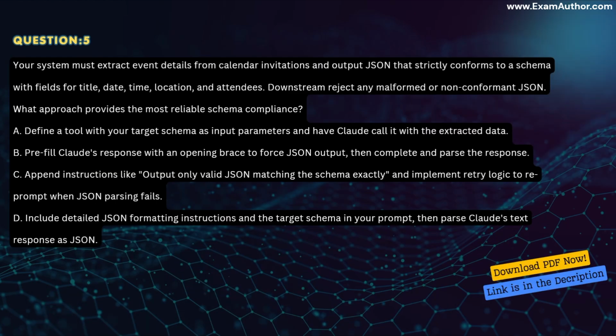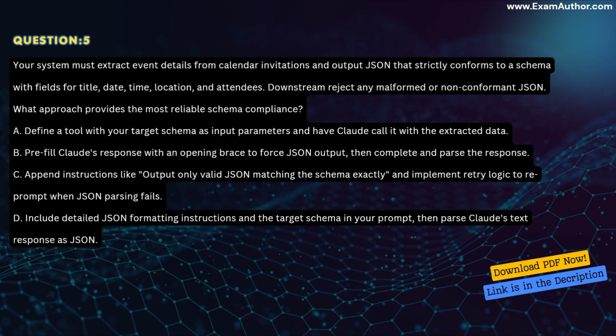Question 5. Your system must extract event details from calendar invitations and output JSON that strictly conforms to a schema with fields for title, date, time, location, and attendees. Downstream, reject any malformed or nonconformant JSON. What approach provides the most reliable schema compliance? A. Define a tool with your target schema as input parameters and have Claude call it with the extracted data.